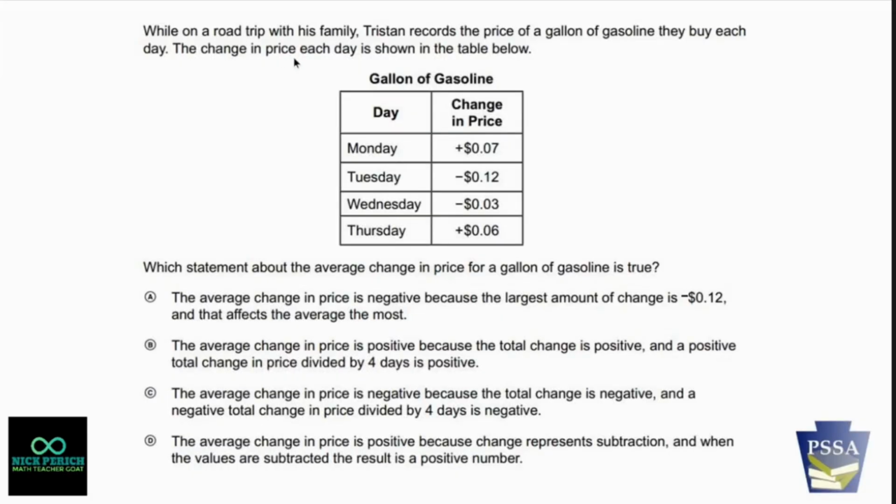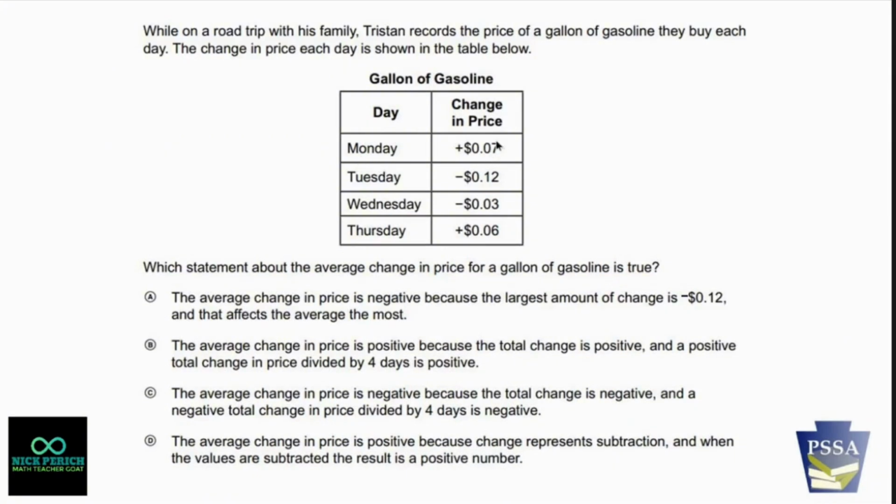While on a road trip with his family, Tristan records the price of a gallon of gasoline they buy each day. The change in price each day is shown in the table below. So this is not the price of gas per gallon. It doesn't make sense if you have 7. I mean, that would be wonderful, but it doesn't make sense. This is just how much it changes every day.